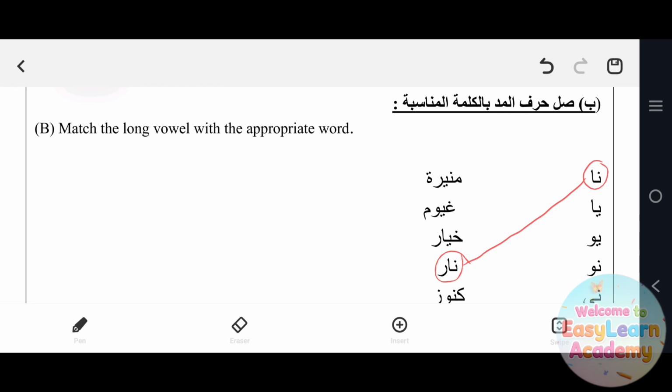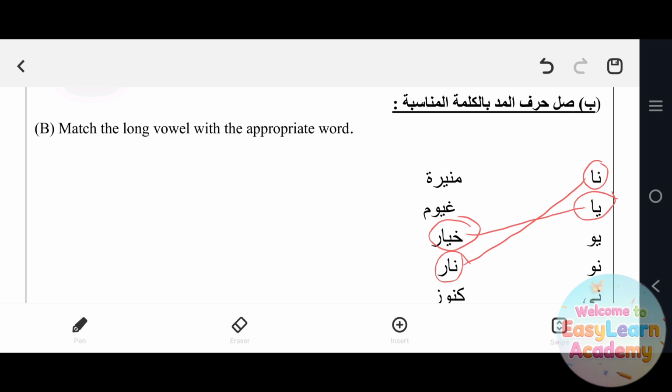The next long vowel is ya. So I'm going to match with khiyar. Khiyar means cucumber. So the ya is included in that word. So I'm going to match with khiyar.